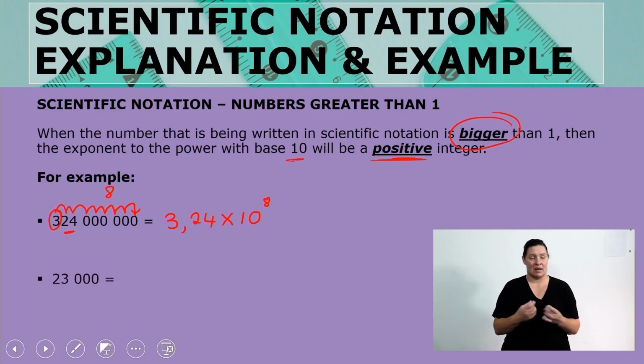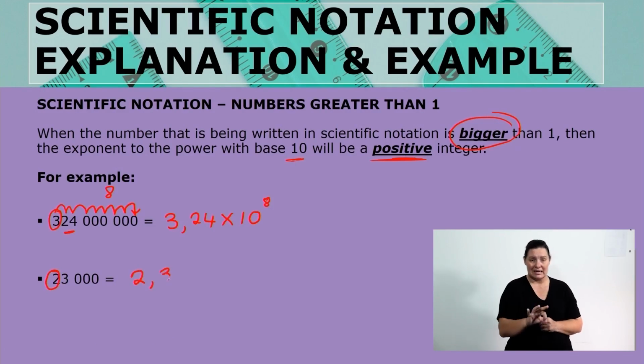Then our next number, we are going to have 23,000. And which number are we going to shift into the ones position? It is the 2. So we are going to have 2, 3 multiplied by 10. How do we figure out the exponent that is supposed to be there? That is going to be 1, 2, 3, and 4. And that is going to be 2, 3 multiplied by 10 to the exponent 4.